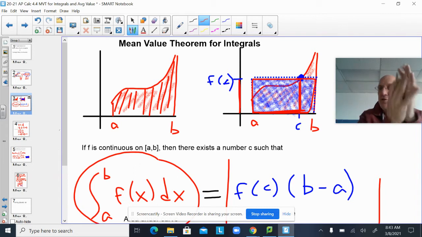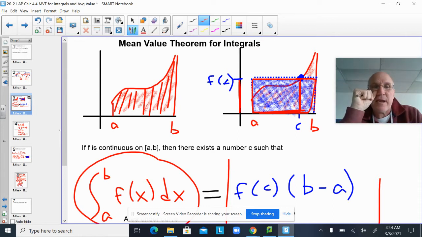The mean value theorem is an existence theorem: there has to be a number between A and B such that the area of the rectangle equals the actual area. And one of the things you'll be asked to do with this, which I think the first example does, is to use the mean value theorem for integrals to find that value C. What number is it between A and B such that the actual area under the curve, the left side of the equation, would equal the area of the rectangle? So that's this first example.